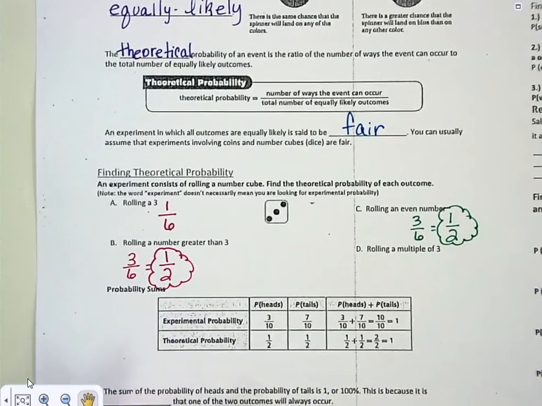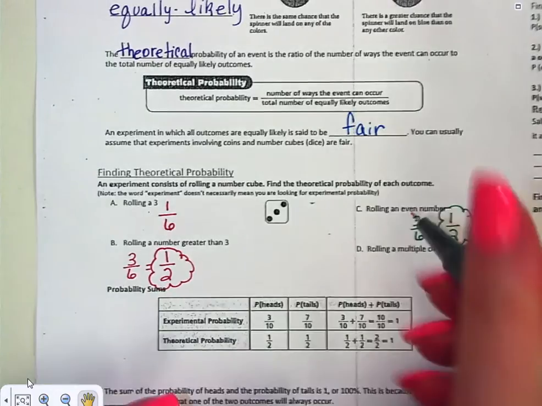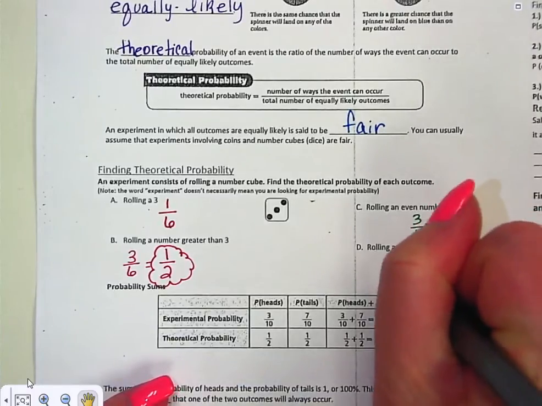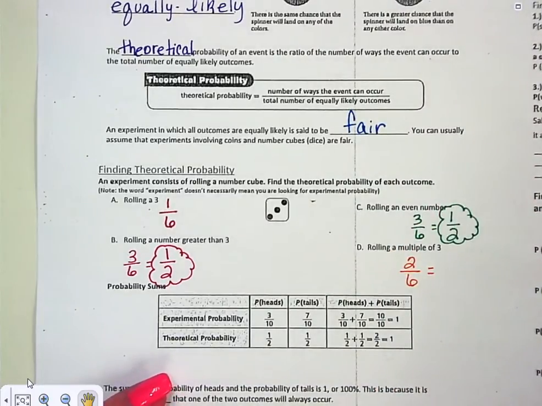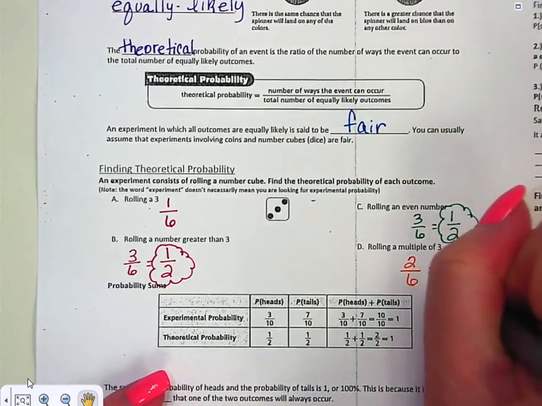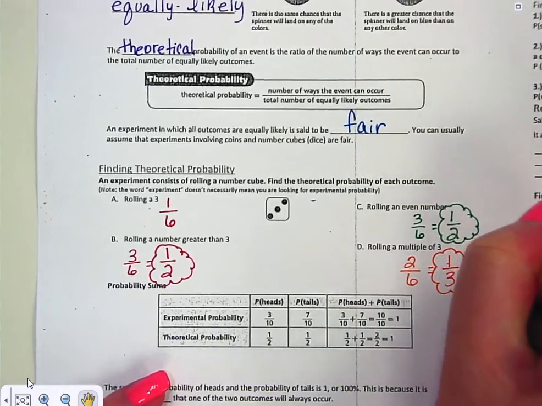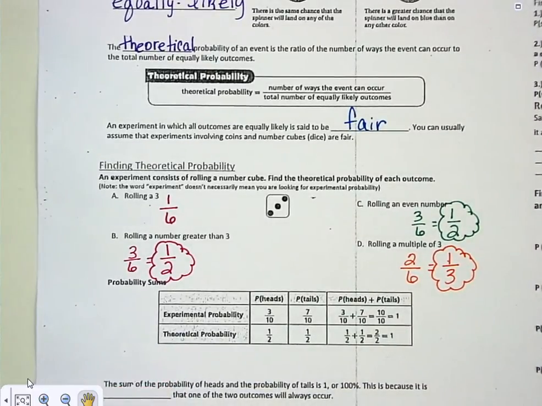And what is the theoretical probability of rolling a number that is a multiple of 3? What are multiples of 3? So 3 times 1 is 3. 3 times 2 is 6. 3 times 3 is 9. So how many multiples of 3 are on a dice? 2. 2 out of 6. And does that simplify? Yes, that simplifies to 1/3. So 1/3 of all the sides on a dice are a multiple of 3.